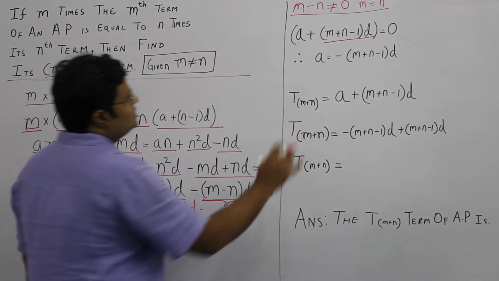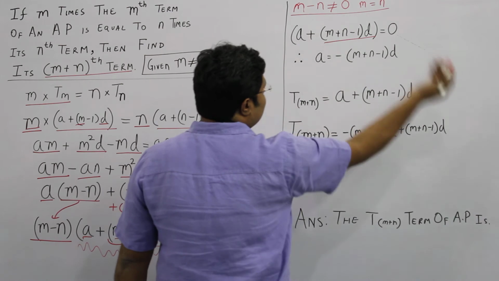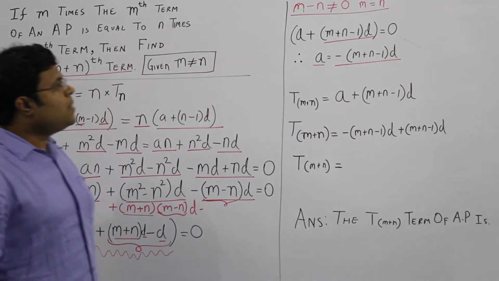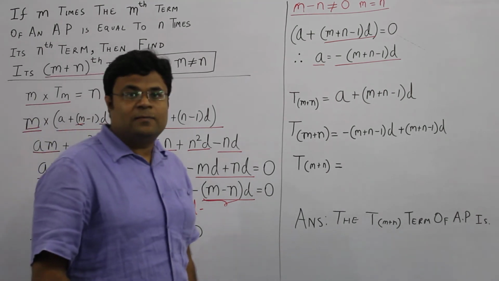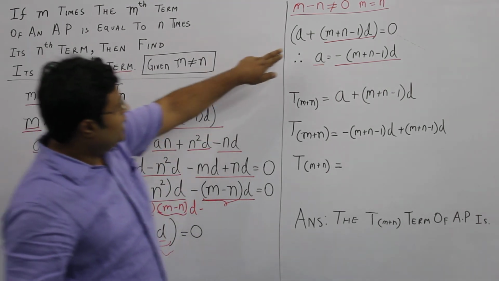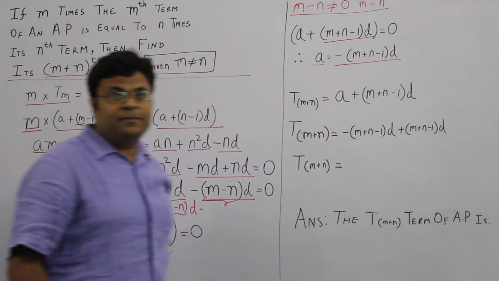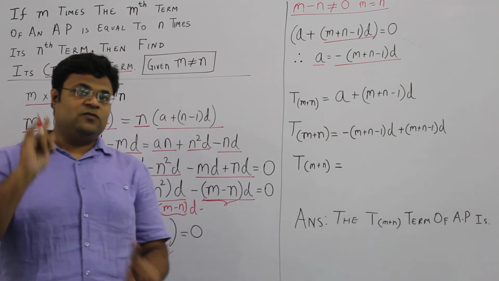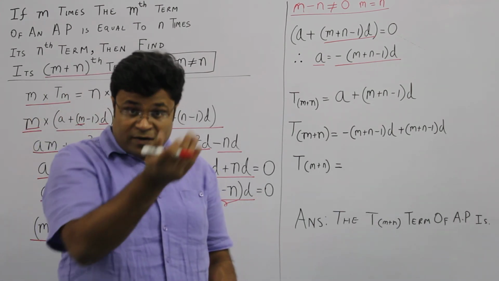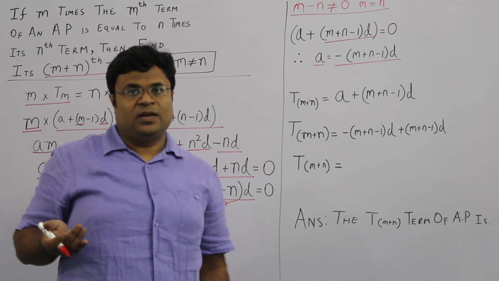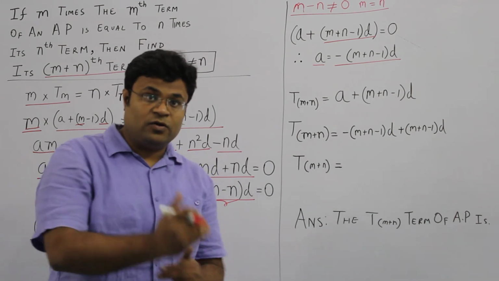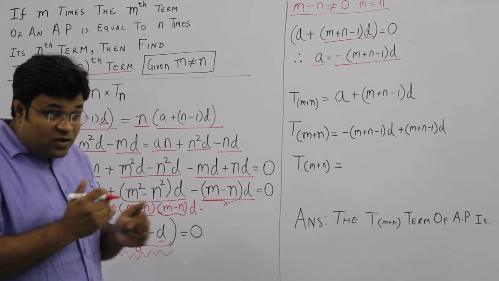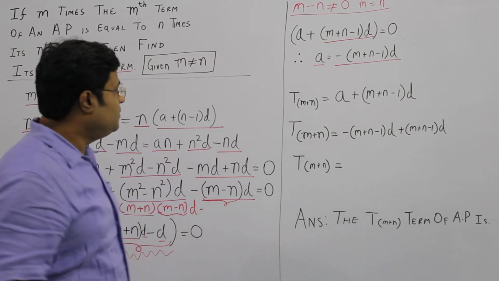So we have a plus (m plus n minus 1)d equals 0. This also tells us, if I take this part onto the other side, a is equal to minus of (m plus n minus 1)d. Of course, you will have to think about it once you are solving this question. If you only see it, you will not follow. You have to do it once on your own. That's very essential. You have to try it on your own in the solution sheet, and then you see what you have done.